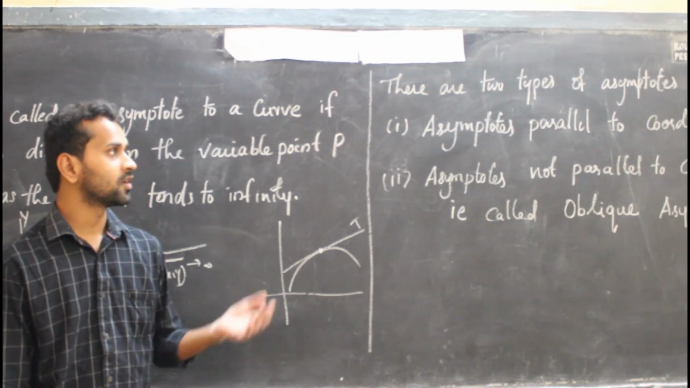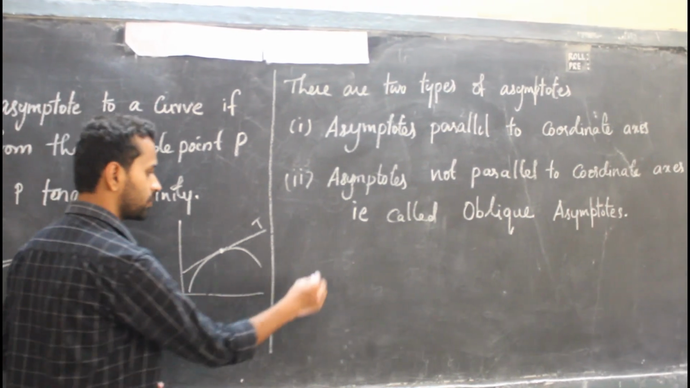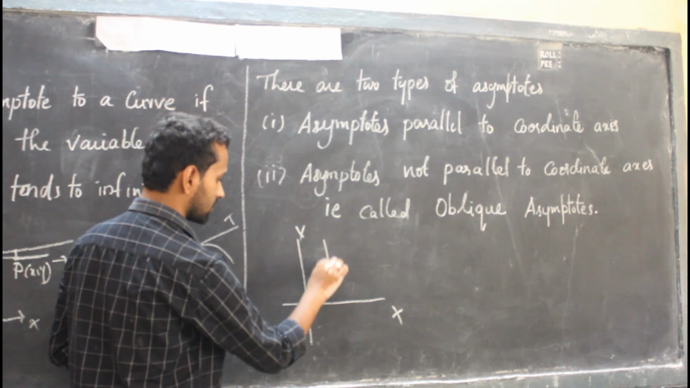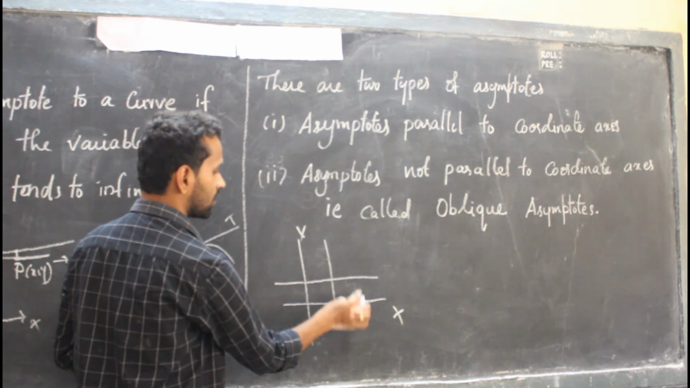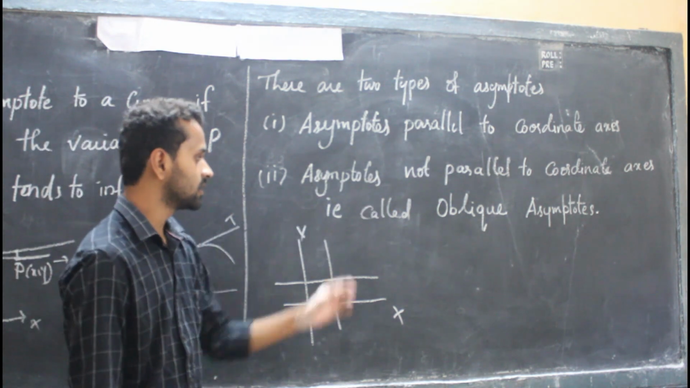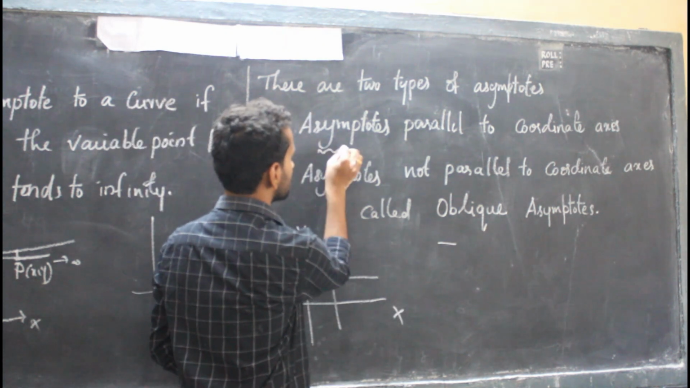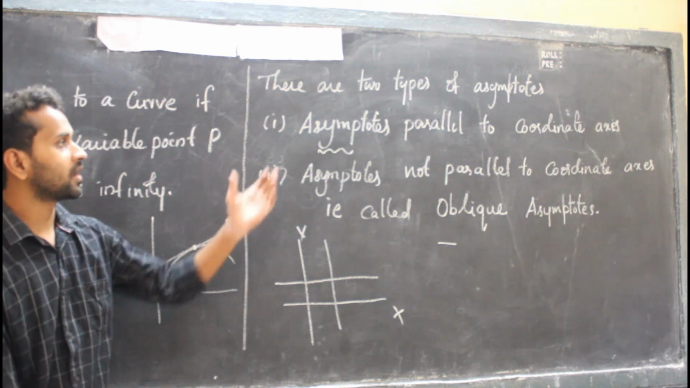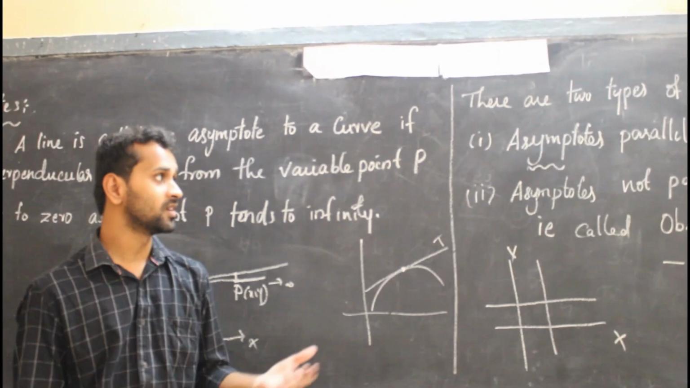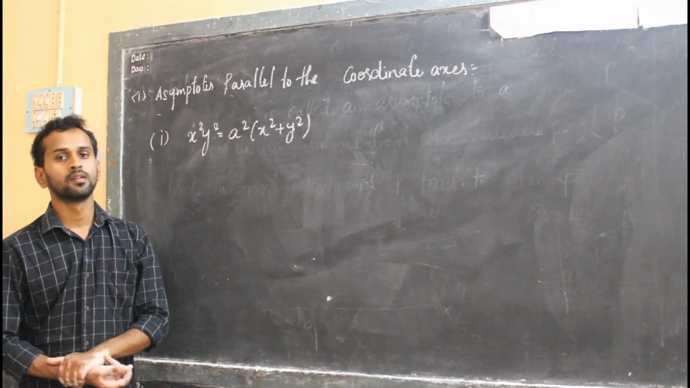Now, the types of asymptotes. One is asymptotes parallel to the coordinate axis. For example, this is the x-axis, this is the y-axis. The asymptotes will be parallel to the y-axis or parallel to the x-axis. And asymptotes not parallel to the coordinate axis are called oblique asymptotes. To find oblique asymptotes, we must also find the asymptotes parallel to the coordinate axis. So now let us see some problems on finding asymptotes parallel to the coordinate axis, and problems on oblique ones.